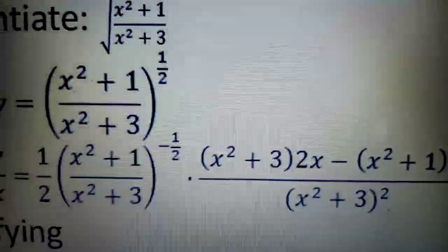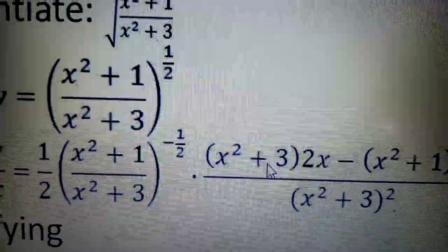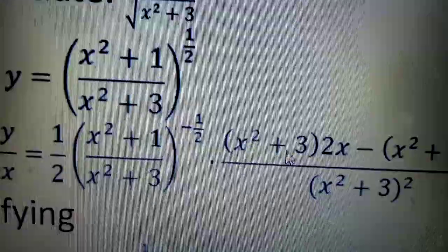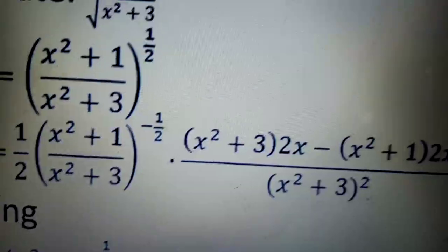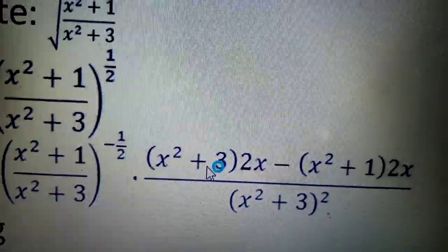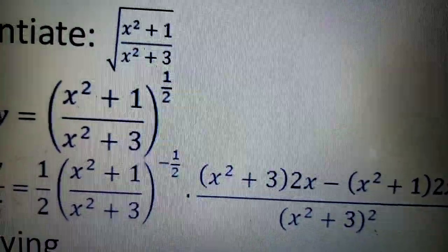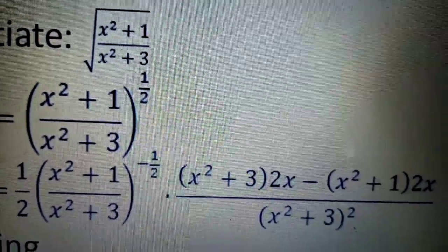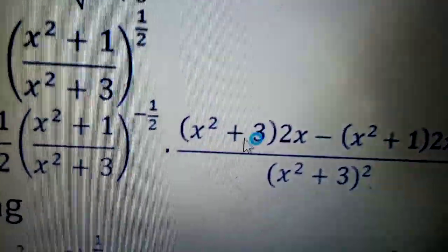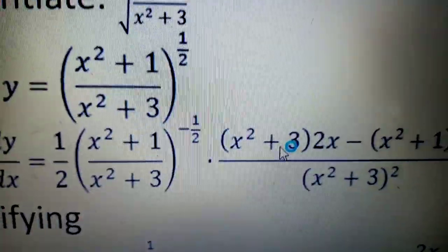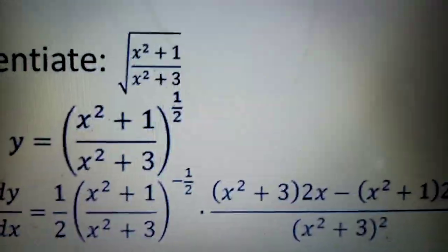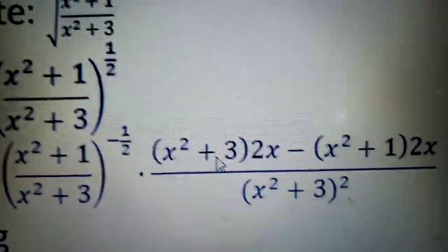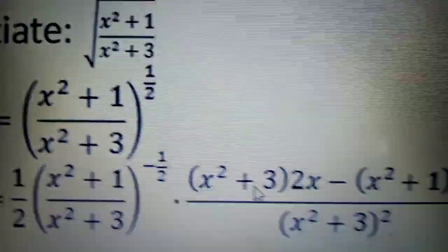The function inside is a fraction, so we're going to apply the quotient rule to differentiate, because x squared plus 1 is being divided by x squared plus 3. So we hold the bottom, x squared plus 3, and differentiate the top. The derivative of x squared is 2x, because the 2 comes and multiplies the coefficient of x, 2 times 1 is 2, then we take 1 away from the power, 2 minus 1 is 1. So the derivative of x squared plus 1 is 2x.